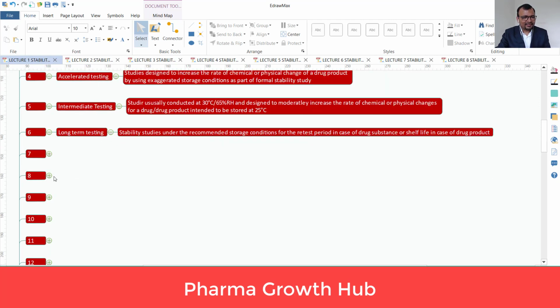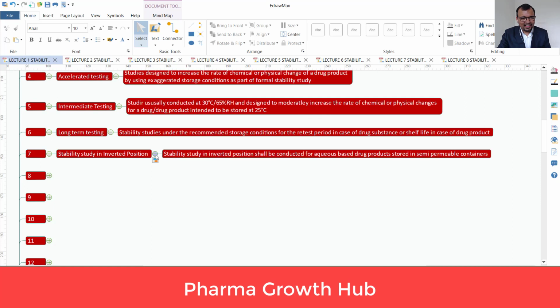The next point, stability study in inverted position. Okay, and here we go. The stability study in inverted position shall be conducted for aqueous based drug products stored in semi-permeable containers, right? So generally the stability study in upright position is studied, but in case you are conducting a stability study for aqueous based drug products like injectables, ointments, creams, solutions, then you must also conduct a stability study by putting your container in inverted position.